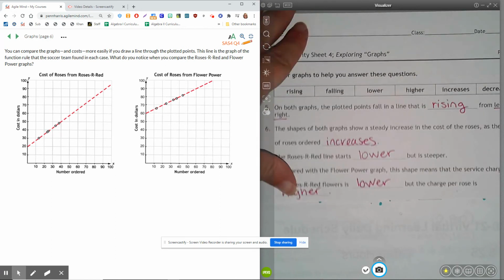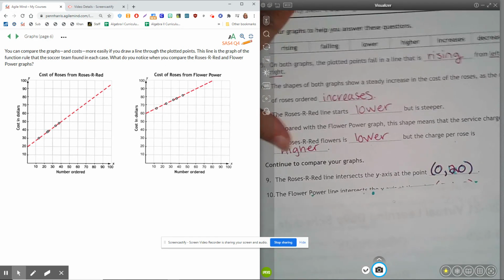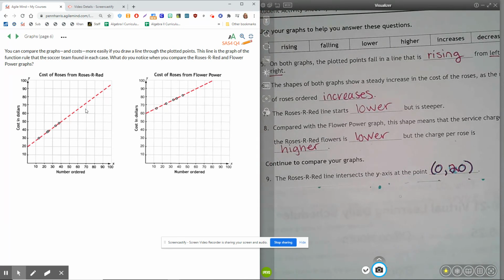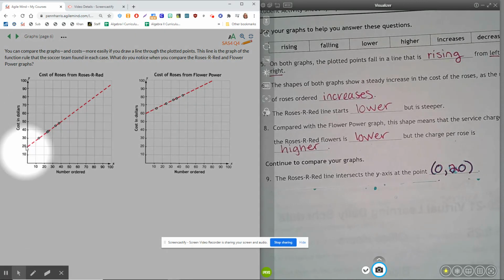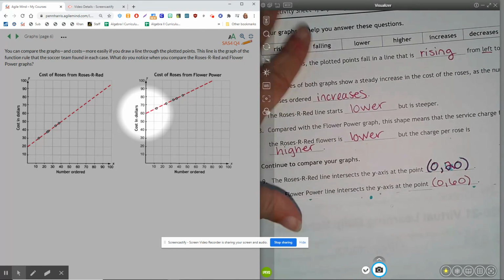Okay. So let's go down to the next thing. So now, where does the Roses Are Red line intersect the y-axis? And guys, when I refer to that y-axis, I am referring to where it crosses right here. So Roses Are Red intersects at the point (0, 20). 0 roses cost us $20. Over here, where it intersects, 0 roses costs us $60. So that second point is going to be (0, 60).